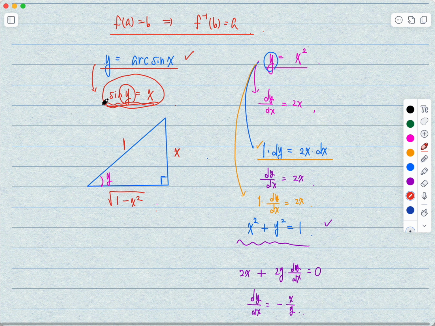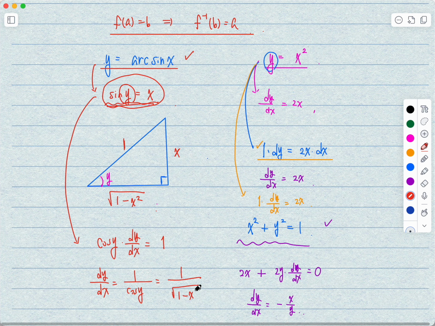And then we will differentiate this one implicitly, as we have learned before. So if you differentiate sine y, that's going to be cosine y, and since I differentiate the y variable, you multiply by dy/dx. And if you differentiate the x variable, that's going to be just 1. So dy/dx is going to be 1 over cosine y. And as you know, cosine is adjacent over hypotenuse, so cosine y equals just square root of 1 minus x squared.